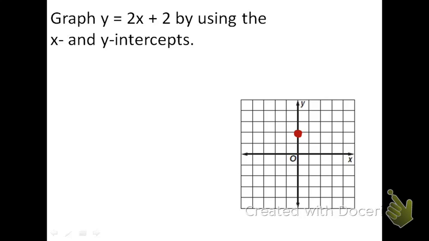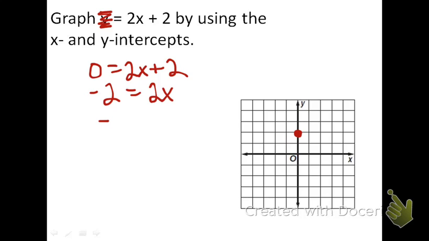Now let's find the x-intercept. Let's cover up the y. If y is 0, we're looking for the x-intercept. So 0 equals 2x plus 2. Subtract 2, we get -2 equals 2x. Divide by 2, -1 equals x. So our x-intercept is at -1. And then we can graph our line.